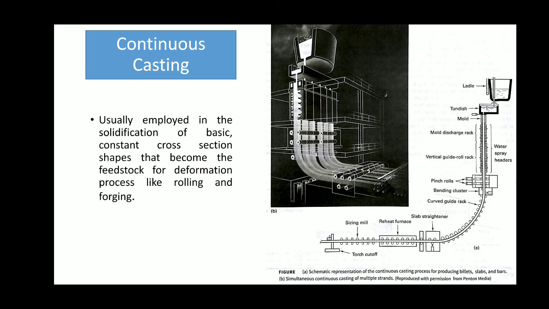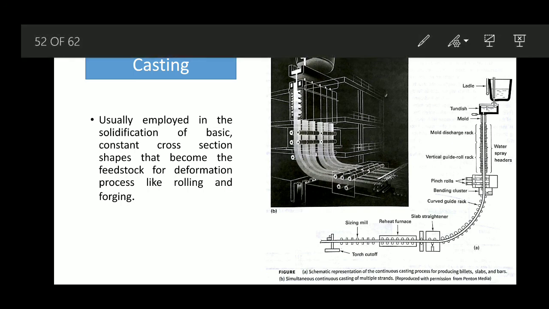They are usually employed for the solidification of basic shapes having constant cross-section that become feedstock for deformation processes like rolling and forging. In the next modules we'll be discussing the rolling process, forging process, etc. But the feedstock we generally use in the rolling and forging processes, that is the bar billets, bloom billets, etc., are produced by this kind of continuous casting.